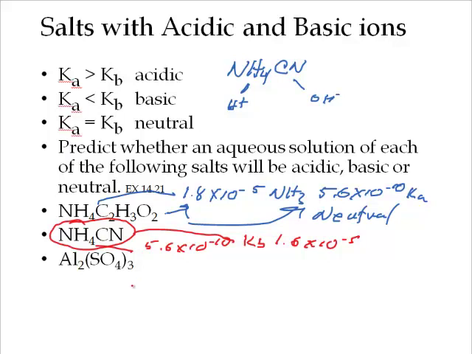All right? And then this last one, we've got aluminum sulfate. The Ka for aluminum hexaaqua, when we had 6 waters attached, was 1.4 times 10 to the minus fifth. Okay, and then for sulfate, the Kb is 8.3 times 10 to the minus 13th. So this thing would be acidic.